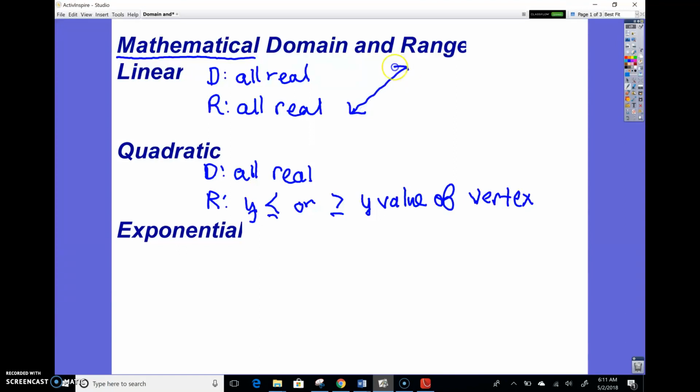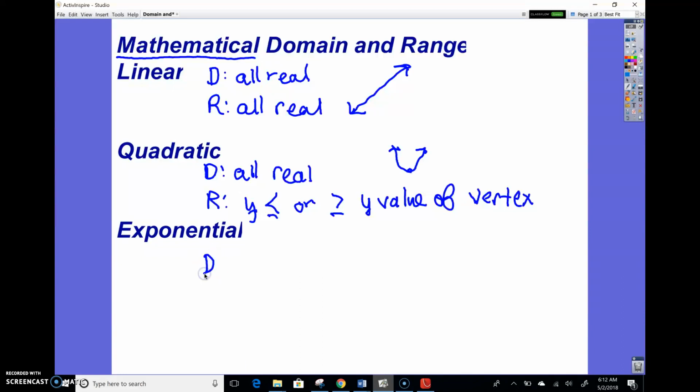Okay, you see linear looks like this. It goes all the way to the left, it goes all the way to the right, it goes all the way down, and it goes all the way up. That's why it's all real. For quadratics, remember, it keeps on going to the left, it keeps on going to the right. That's why it's all real. You see, the vertex is the bottom point or the top point. Okay, that's why it's either going up or it's going down. It's going up, it's greater than. It's going down, it's going to be less than.